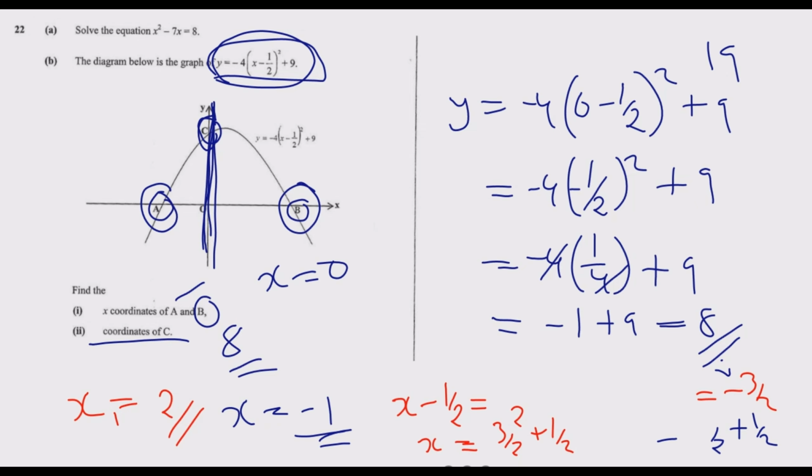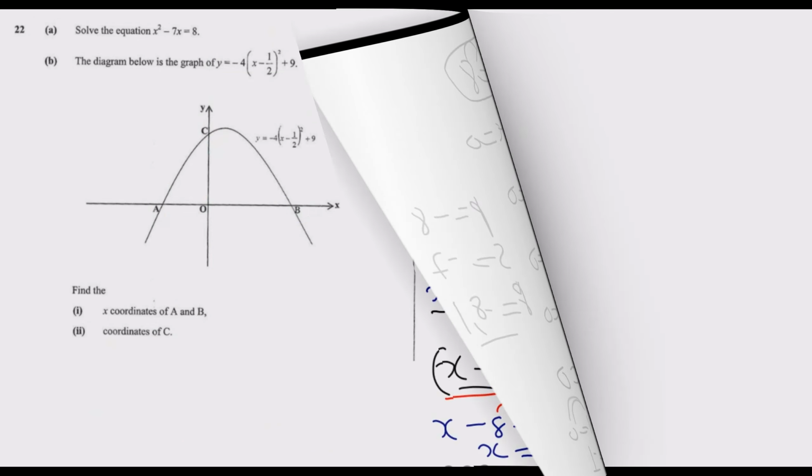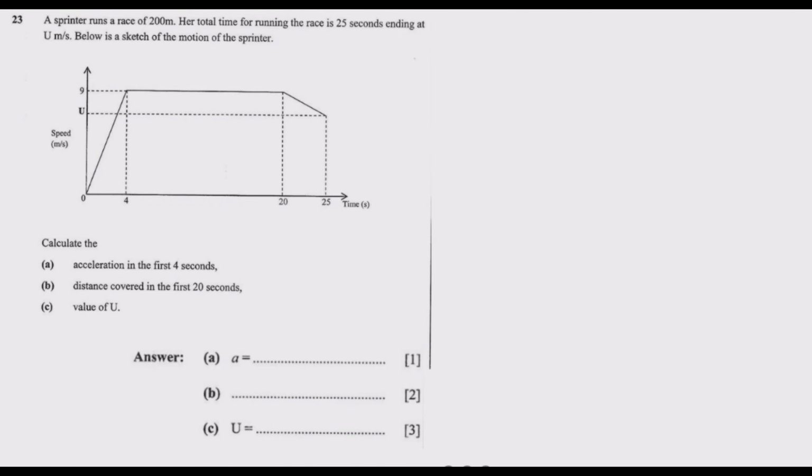Let us move to question 23. Question 23 reads: a sprinter runs a race of 200 meters. Her total time for running the race is 25 seconds, ending at u meters per second. Below is a sketch of the motion of the sprinter. Calculate the acceleration in the first 4 seconds. So key facts we've been given are the total distance and the total time. Then question A is asking us to find the acceleration in the first 4 seconds.